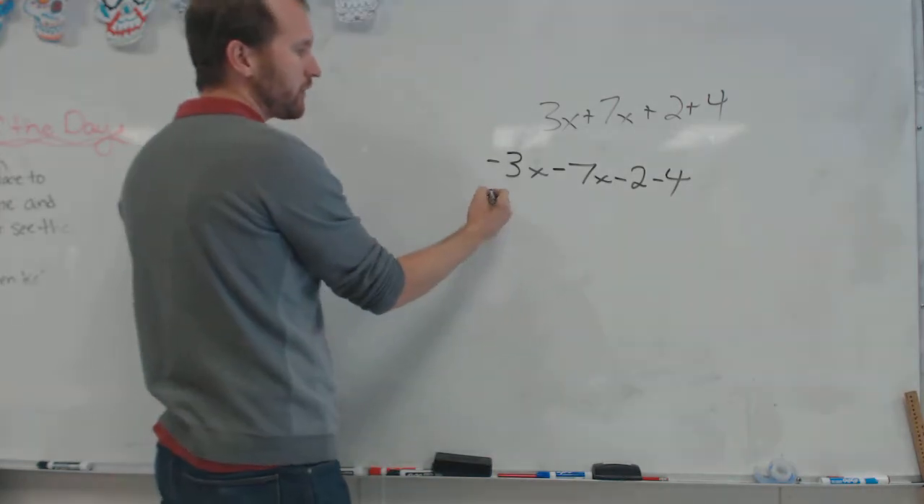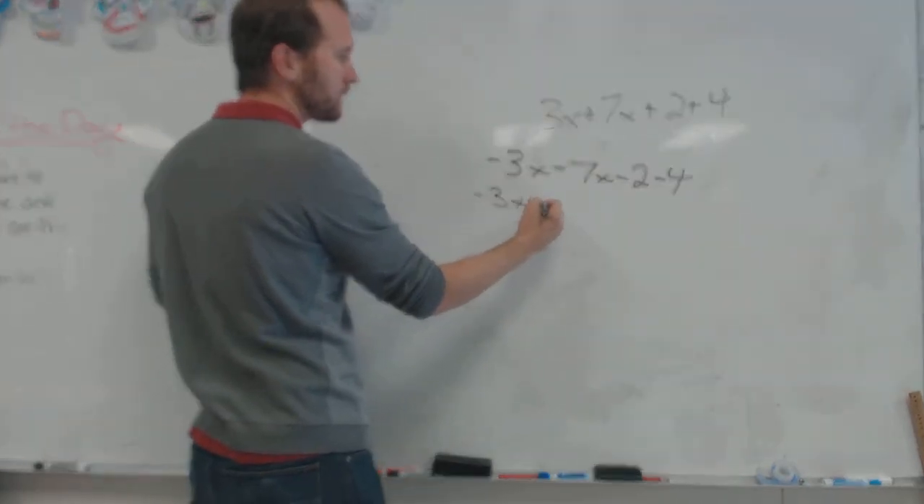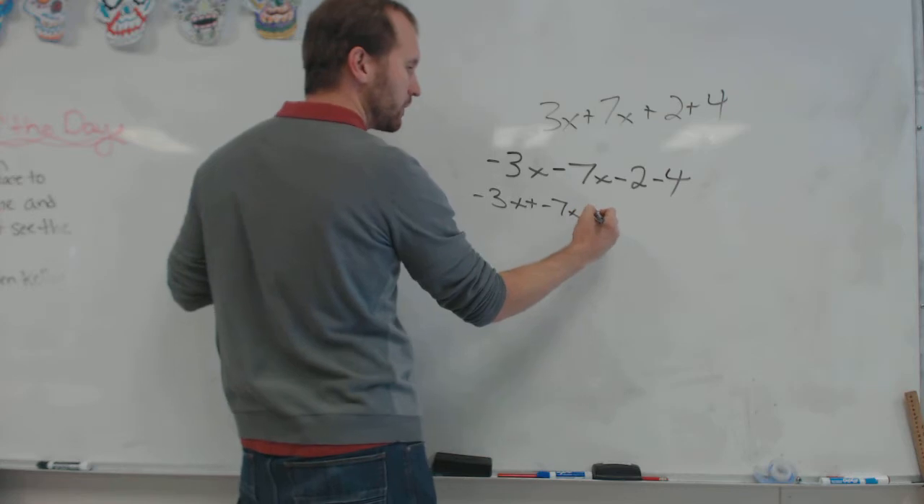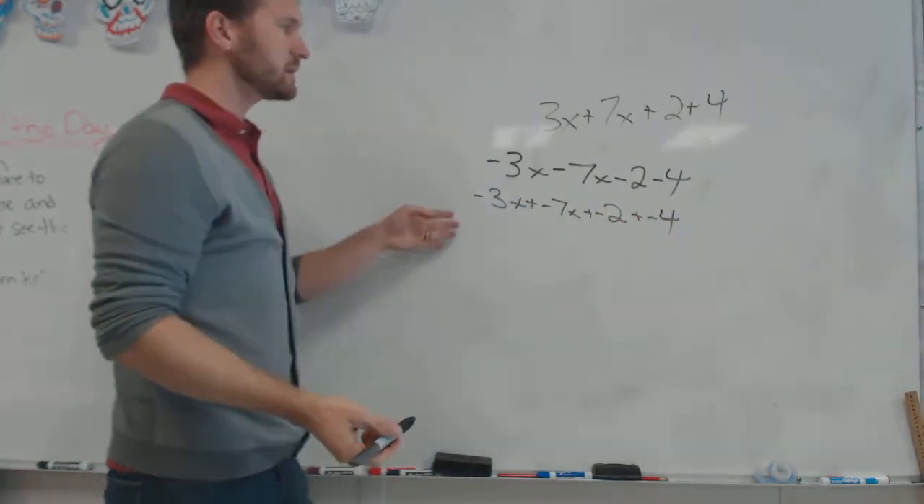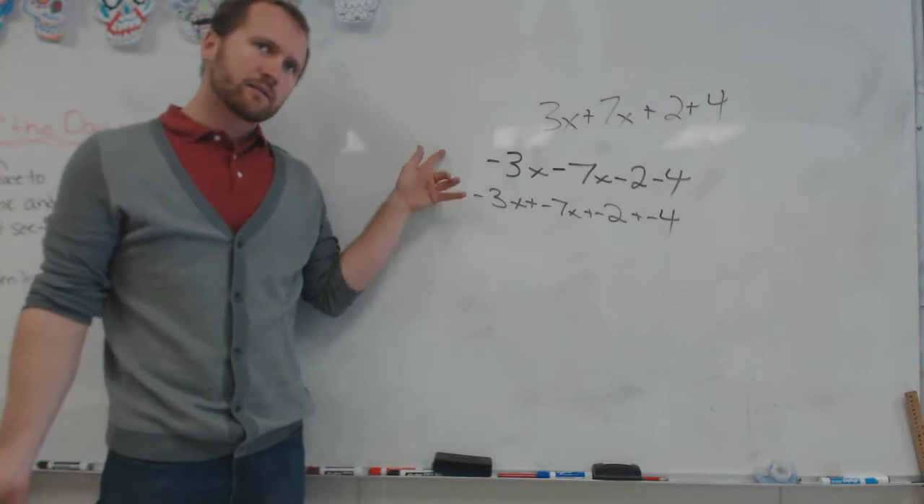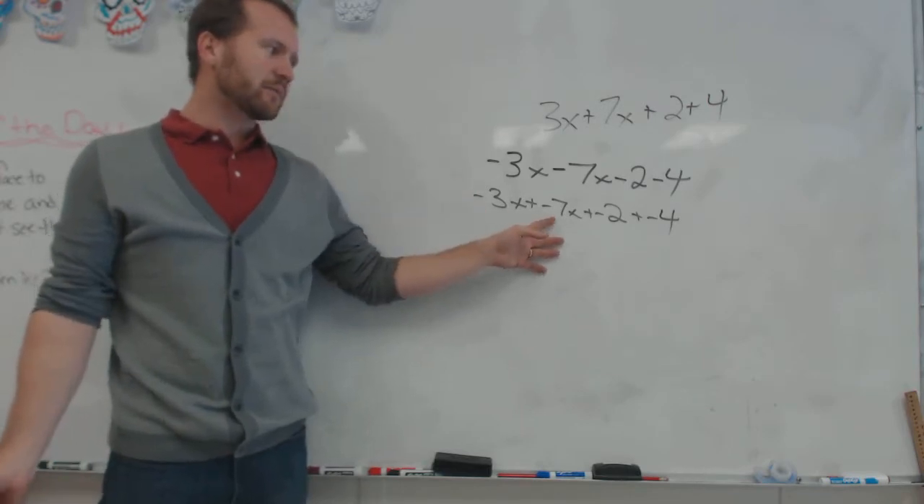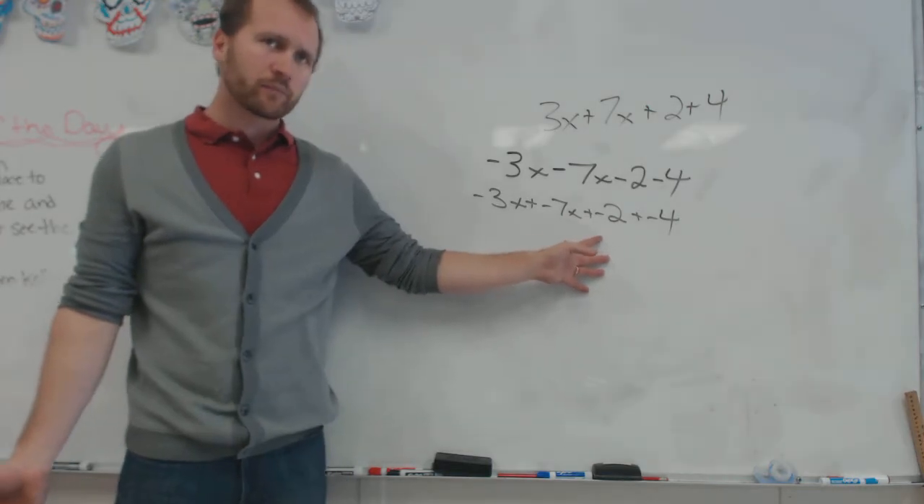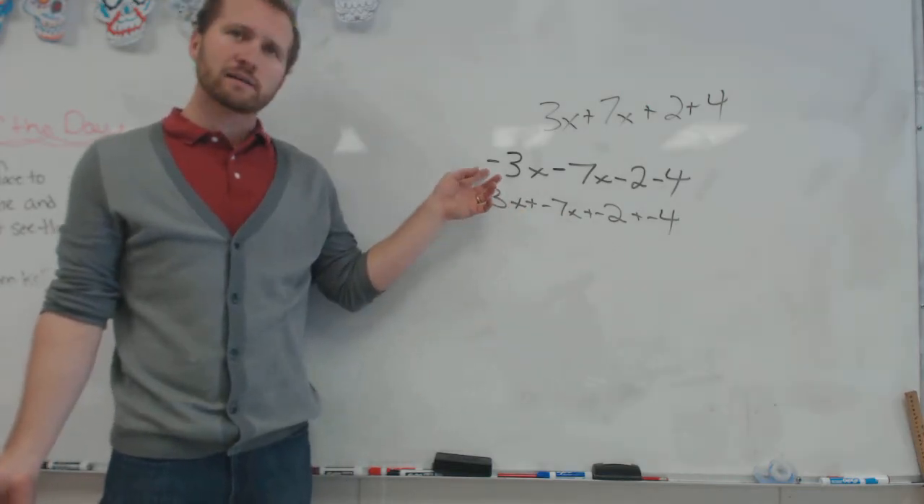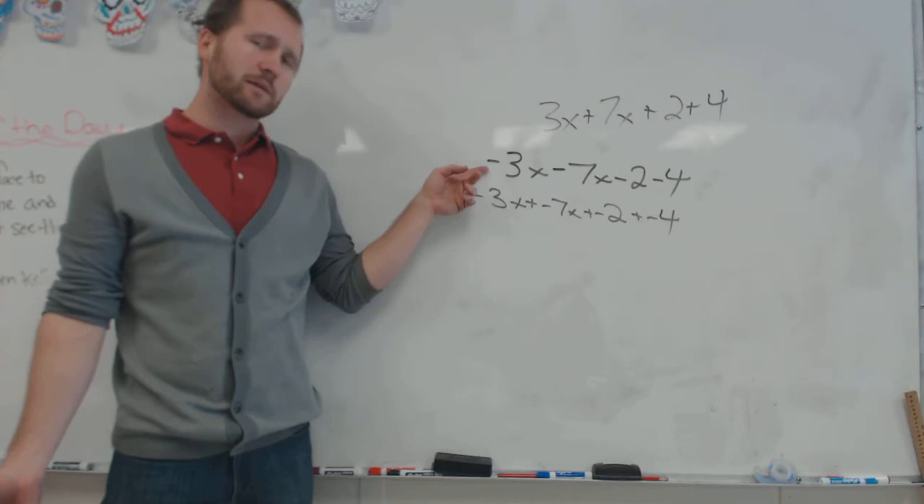Or, there's another way of writing this. Negative 3x plus negative 7x plus negative 2 plus negative 4. These are the same thing, right? This one kind of makes more sense for multiplying by -1, but this one is easier to write. So usually we go with this one.